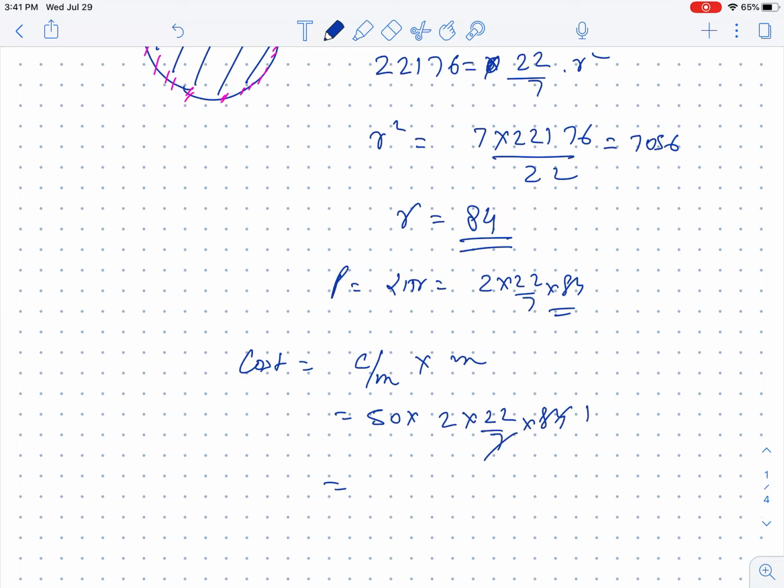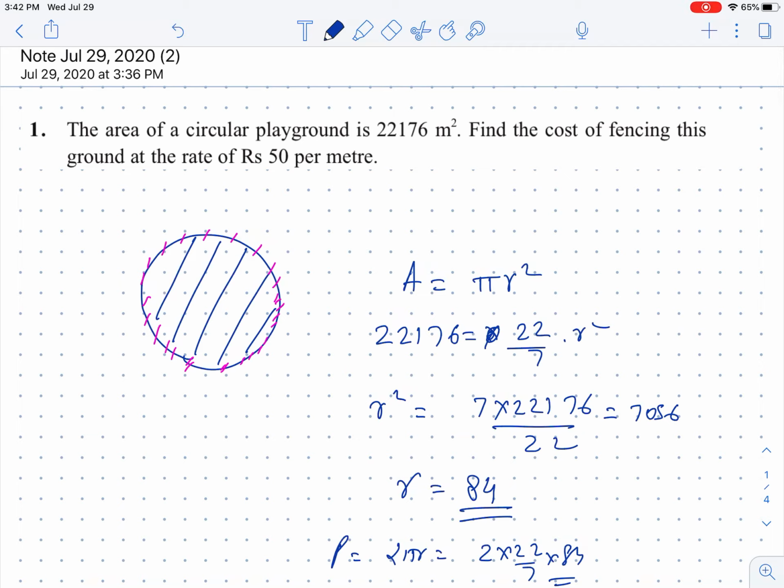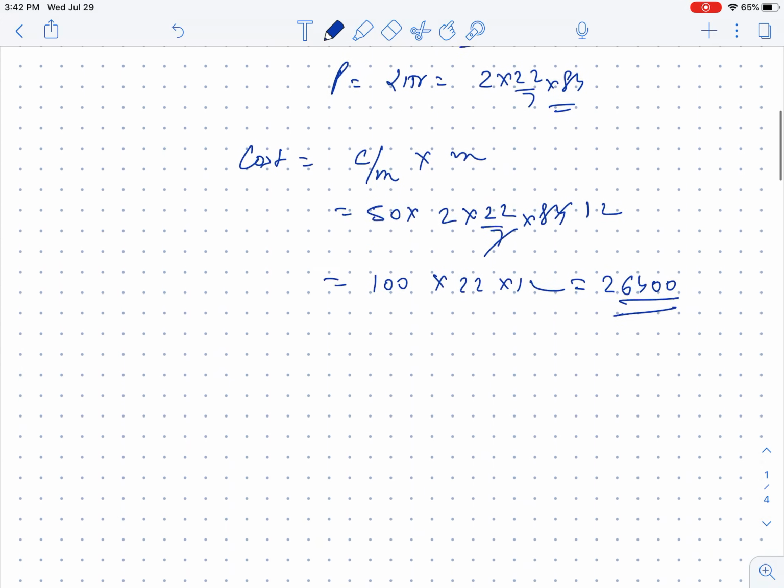84. You solve this value: 12 into 12, and 50 into 2 is 100, 22 into 12. We can solve this value, and the total cost will be 26400 rupees. So the discussion is: area is given, you can find radius. With the help of radius you can find perimeter, and by the concept of cost, per meter cost into total length will be the total cost of fencing the ground.